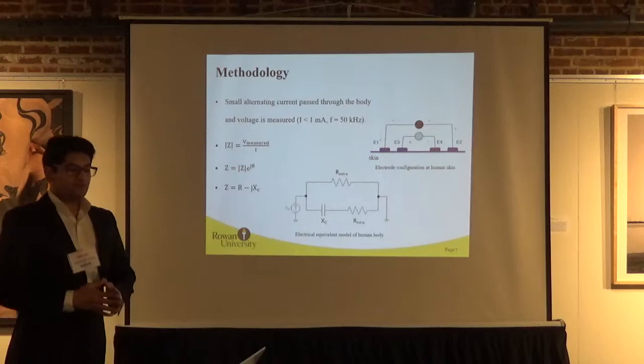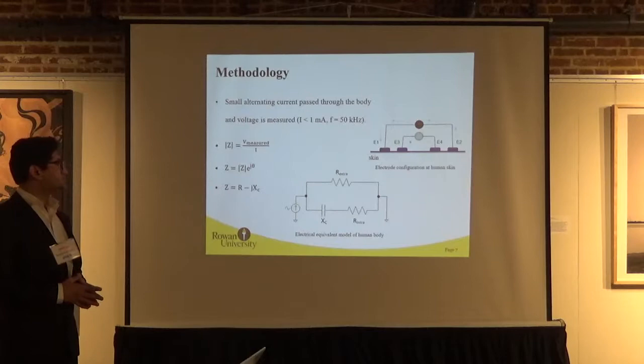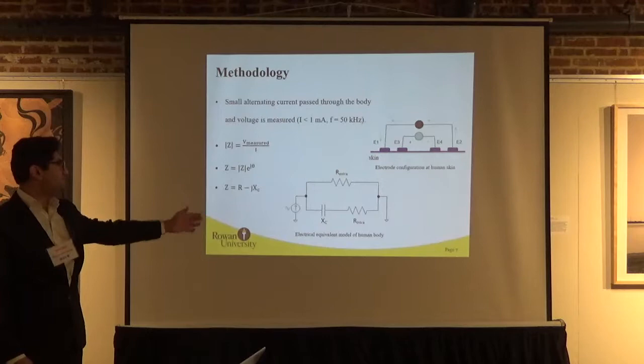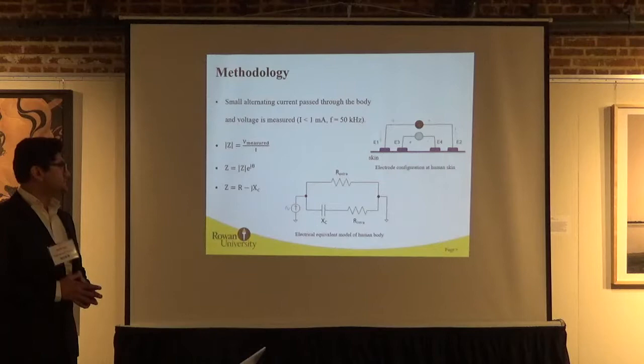The electrical equivalent of the human body can be represented as a circuit where you have a resistance which represents the extracellular water, in parallel with another resistance which represents intracellular water in series with the capacitive reactance of the cell membrane.